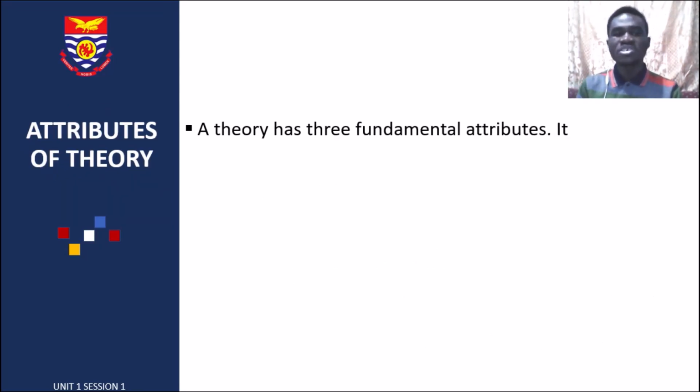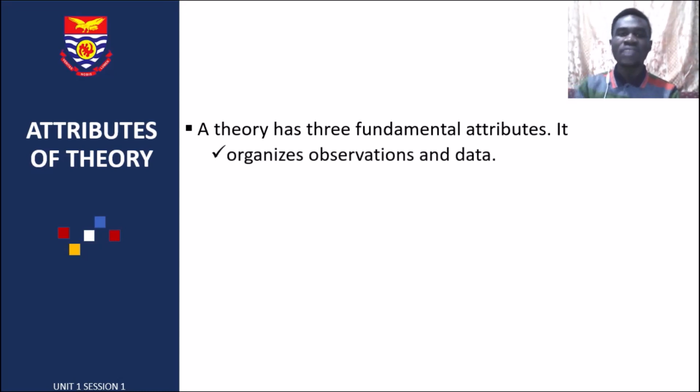What are the attributes of a theory? A theory has three fundamental attributes. These attributes are: it organizes observations and data. So remember, we mentioned that for an idea to be accepted as a theory, it is based on evidence. And how do we get evidence? We get evidence by organizing data, by observing events.